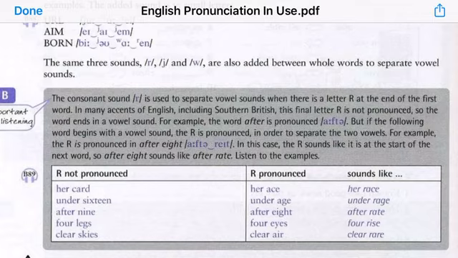In this case, the R sound is at the start of the next word. So "after eight" sounds like "after reight". We say after eight as if the R sound is not at the end of the word after, but at the beginning of the word eight. So listen to these examples.